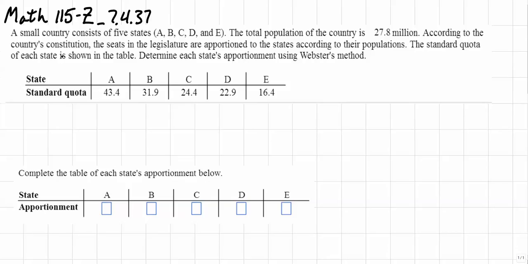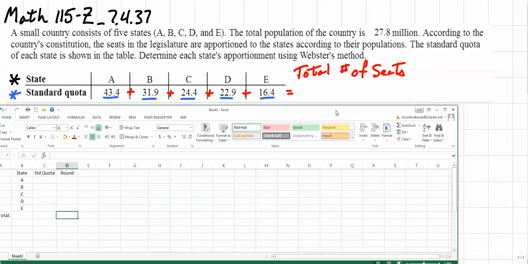Alright, so what we have right here is each state, A, B, C, D, and E, and then we have the standard quotas. And you'll notice that these are decimal formats. The first thing I want to do is add these values together to find out what the total number of seats will be. I can do this by using my calculator, or I can use Microsoft Excel to help me out with some of the heavy calculations.